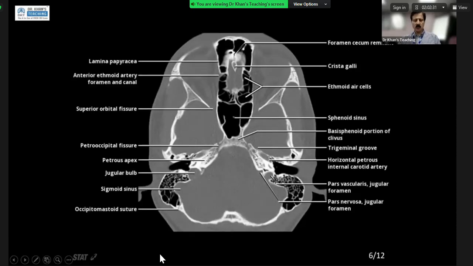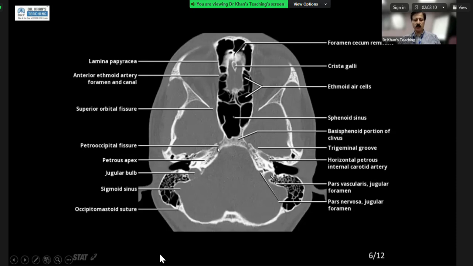So this is slide 6. This is the petrous apex. Look at this word, petro-occipital fissure. This should be in your vocabulary. There is a fissure means there is a space there. So this is the petrous apex and this is the occipital bone.